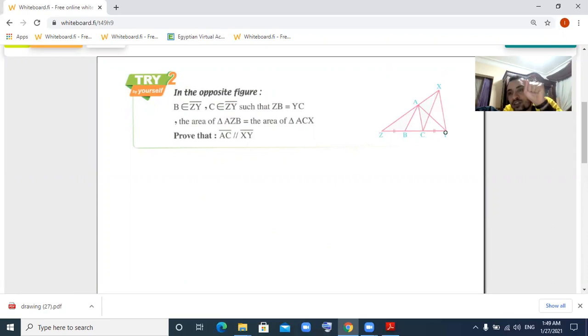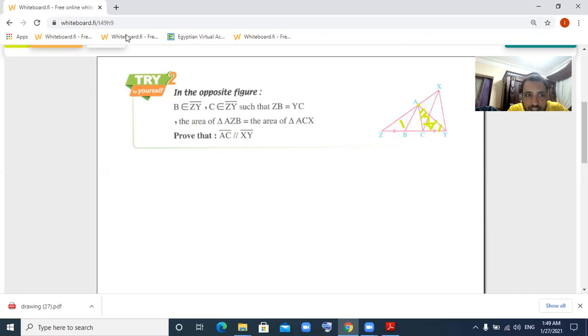Also, they have a common vertex now. So the area of triangle ABZ, number 1, equals the area of triangle ACY, number 2, this one. So the area of triangle ACY equals the area of triangle ABZ. They have equal bases now. Okay, no problem. Let's complete.